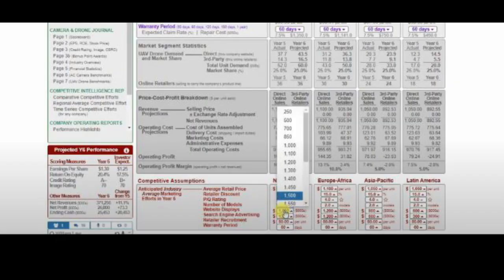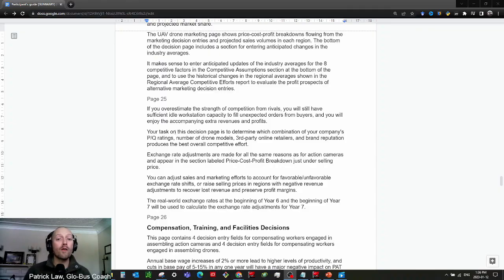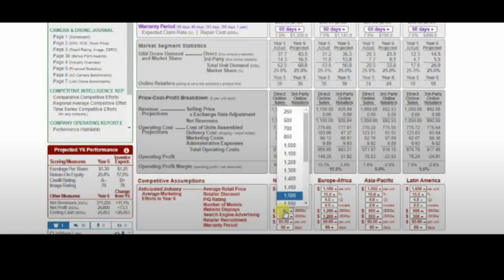It makes sense to enter anticipated updates of the industry averages for the 8 competitive factors in the competitive assumptions section at the bottom of the page, and to use the historical changes in the regional averages shown in the Regional Average Competitive Efforts report to evaluate the profit prospects of alternative marketing decision entries. If you overestimate the strength of competition from rivals, you will still have sufficient idle workstation capacity to fill unexpected orders from buyers, and you will enjoy the accompanying extra revenues and profits.